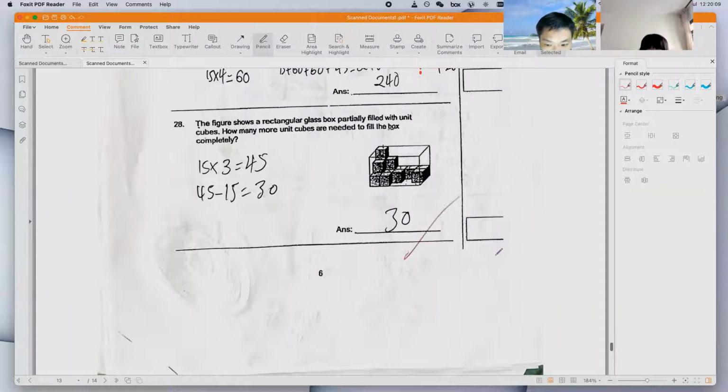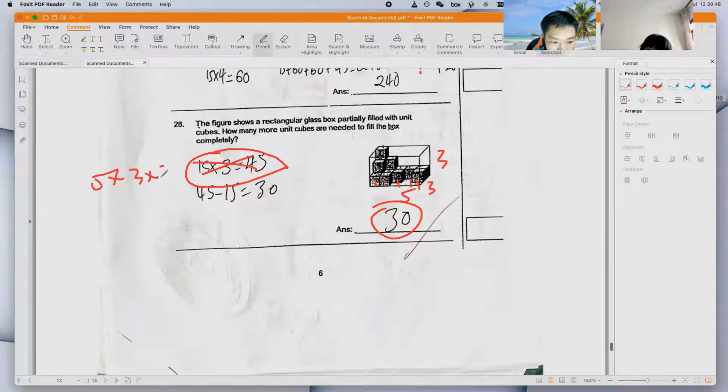Okay. For this question, the figure shows a rectangular glass box partially filled with water. How many more units? Yeah, this question is correct, but I don't know how you get this. Like I say, your answer is correct, but the marker sometimes will look at your working. So the working for this question is you should write down 1, 2, 3, 4, 5. This is 5. So this is 1, 2, 3, and this is 3. So basically, how you get 45 is you should not get 15 times 3. What you should have written is 5 times 3 times 3 equals to 45.